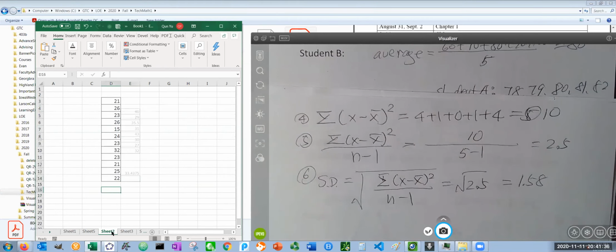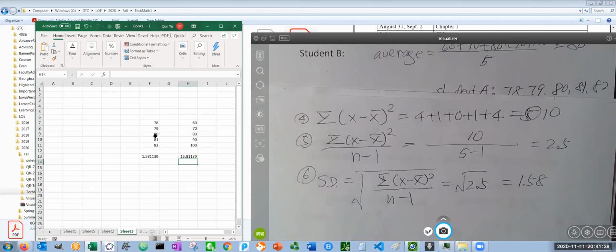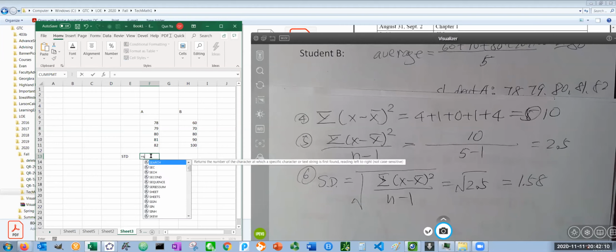Look at the left-hand side of the screen. See, we have all of these numbers, student A and student B. I'm going to delete that and redo it. So this is student A. This is for student B. Now to calculate the standard deviation, STD. You start with the equal sign again. Now you need a different function. Standard deviation, just type STD.